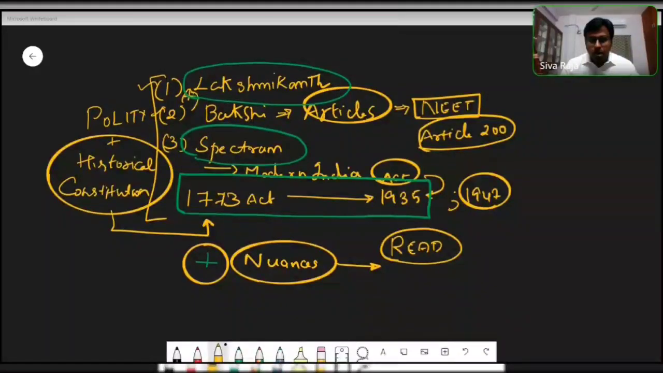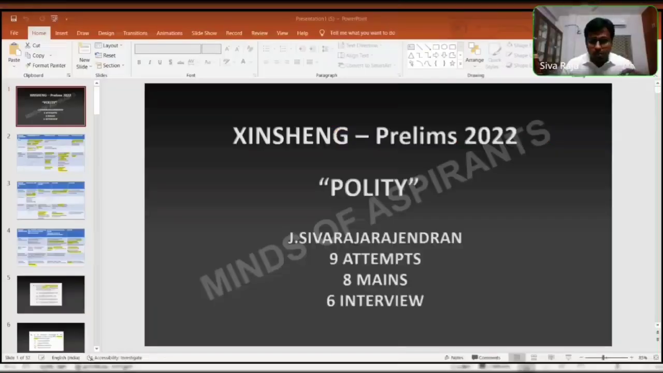Is the PPT visible? Is it visible? And if I am writing here with this pen, is this pen visible? This is visible, right? This pen.